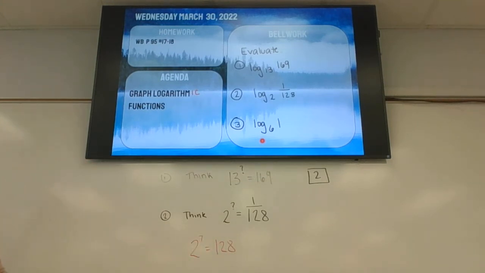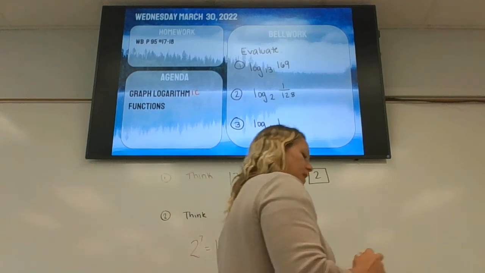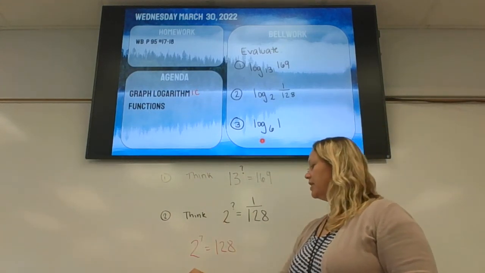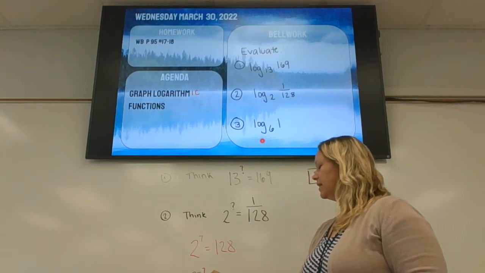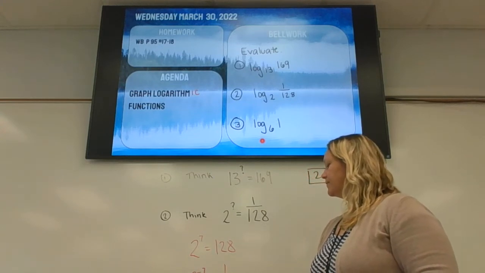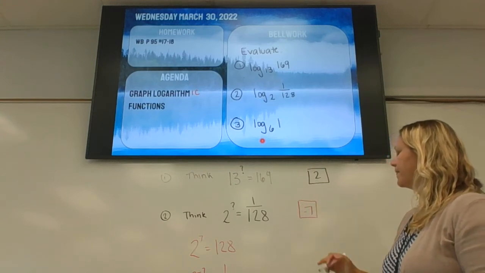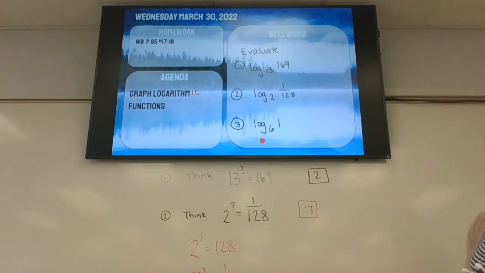So whenever I have a fraction, I just kind of focus on that base and try to figure out how to get the number. And then I know if a number turns into a fraction, I'll have to use a negative exponent. So this answer is negative 7.